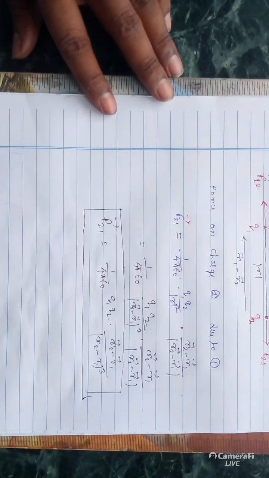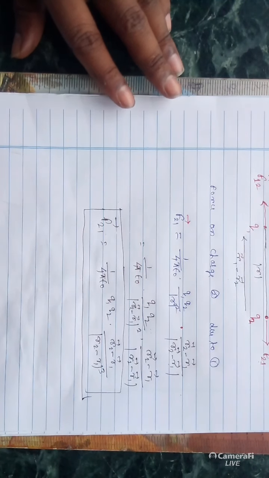Obviously, it will be a vector quantity. Clear? Is it clear? Okay. Next, superposition principle.